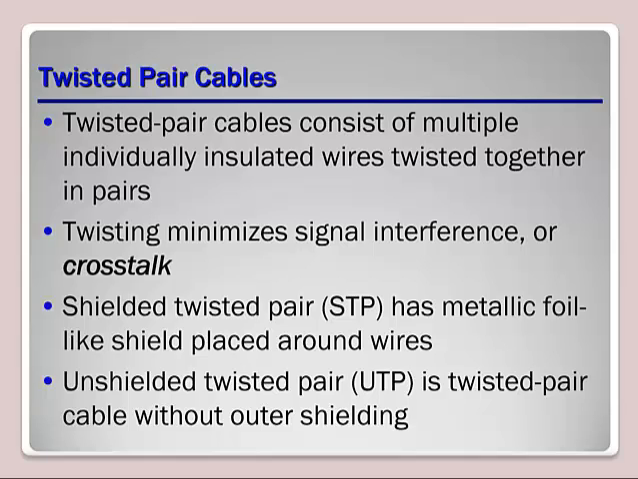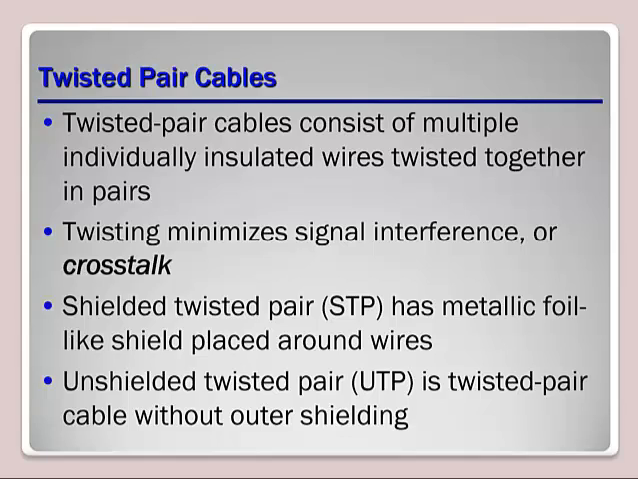So twisted pair cables are one of the cable types that you are going to be dealing with the most. Twisted pair cables consist of multiple individual insulated wires twisted together in pairs. Now the twisting of these wires minimizes interference or crosstalk, and it is necessary to have a certain amount of twist in the pairs to prevent crosstalk from other wires and whatnot.